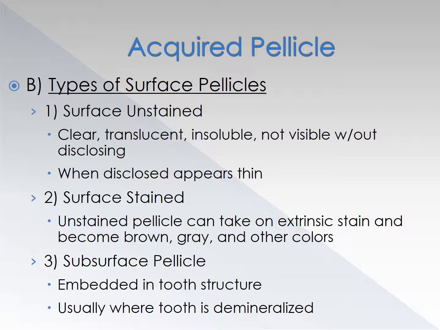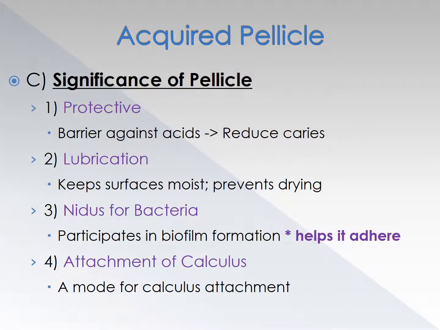Okay. Then we have subgingival or subsurface pellicle, and this is continuous with the supragingival pellicle, and it continues to migrate towards the apex and can become embedded in the tooth structure, particularly when the tooth structure is partially demineralized or rough. Okay, so important for you to know that subgingival pellicle can really be embedded into the tooth surface, especially when it's demineralized.